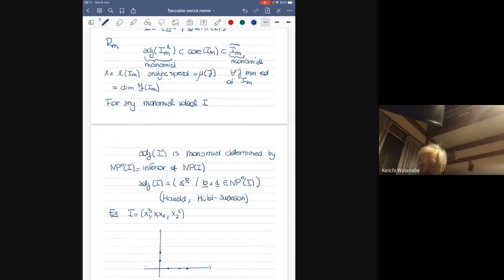Then I have the point. So this is the point x2 squared. This corresponds to the lattice point x2 squared. This corresponds to the point x1x2. And this corresponds, let me do it in green. So these are the monomials in my ideal. And now the Newton polyhedron of I is simply this one. This is the Newton polyhedron of I.